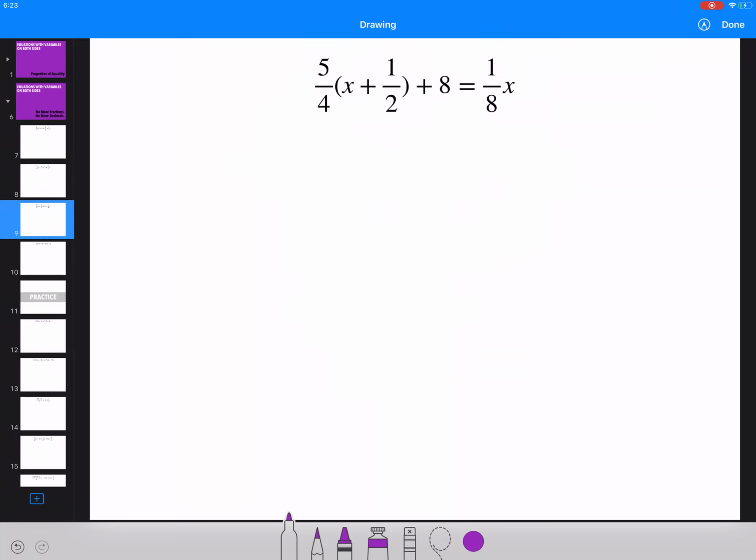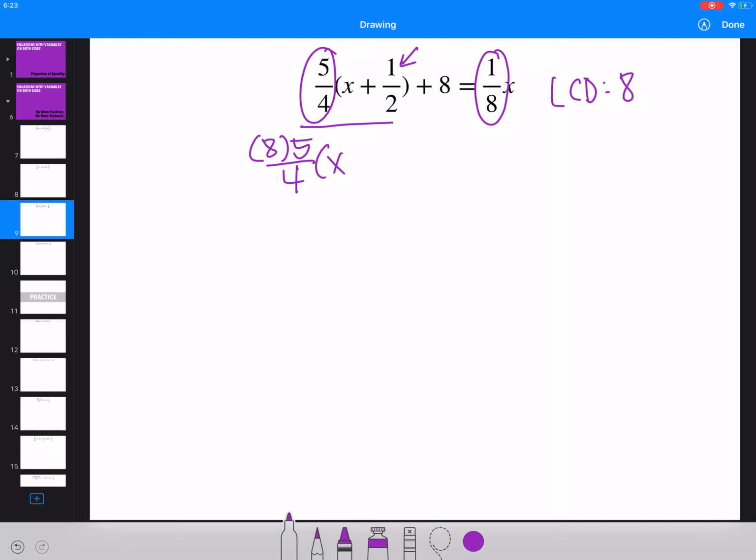Okay, let's go to another one. We have 5/4 and we have 1/8. We don't need to worry about this fraction because it's part of this term here. So between 4 and 8, our lowest common denominator is 8. So we're going to multiply every term by 8. So we have 8 times 5/4 times x plus 1/2, plus 8 times 8. And then we have 8 times 1/8 x.